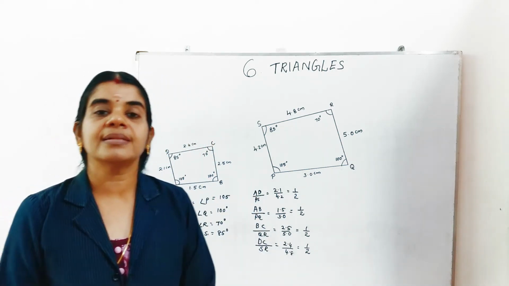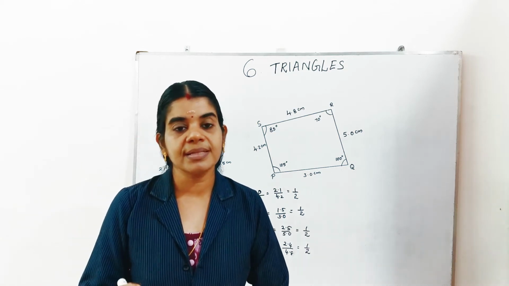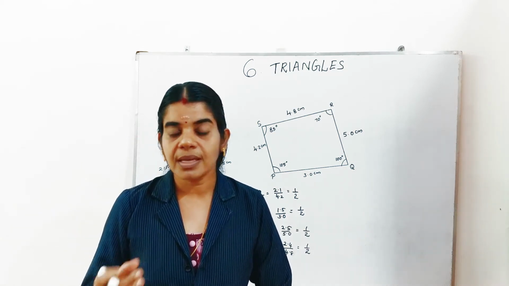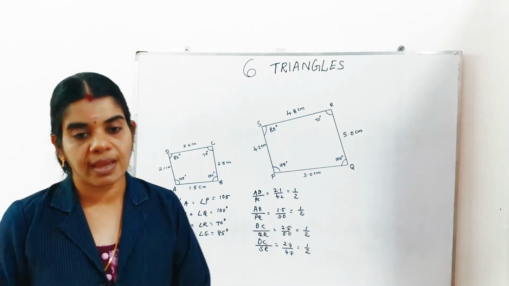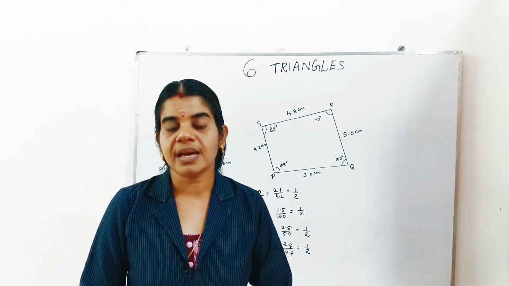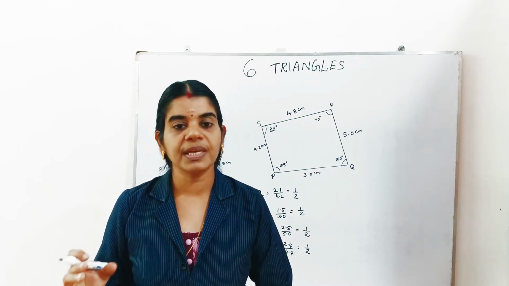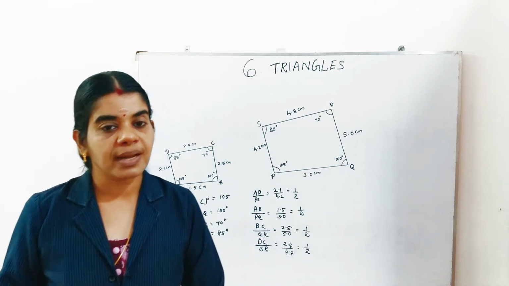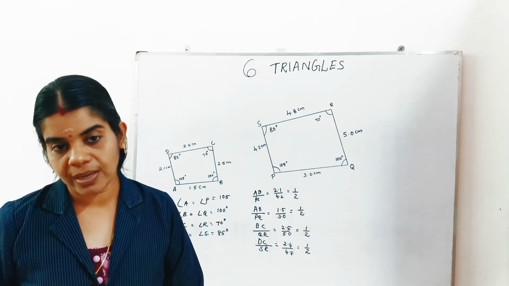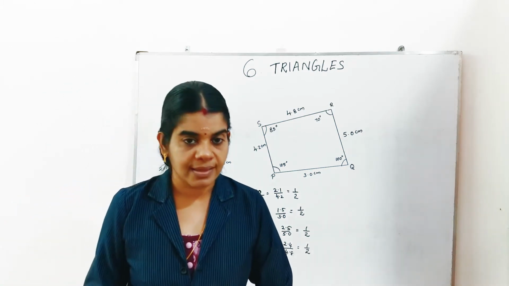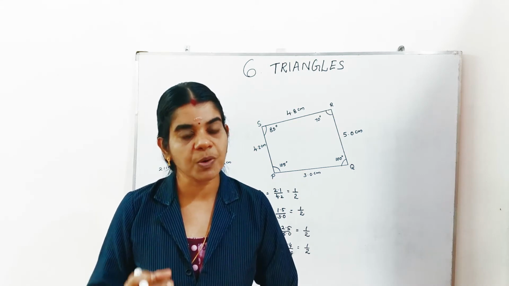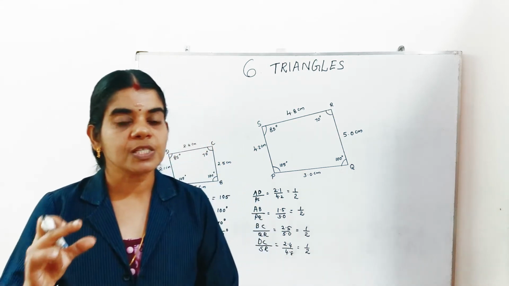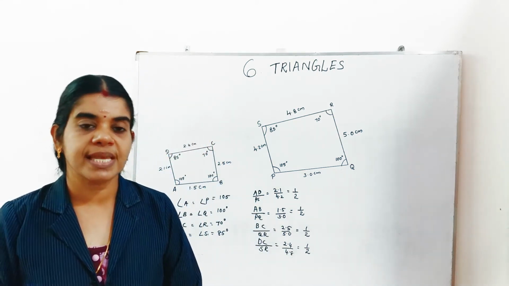Two triangles having equal corresponding angles, we can say that the two triangles are equiangular. For equiangular triangles, the ratio of the corresponding sides will also be the same.